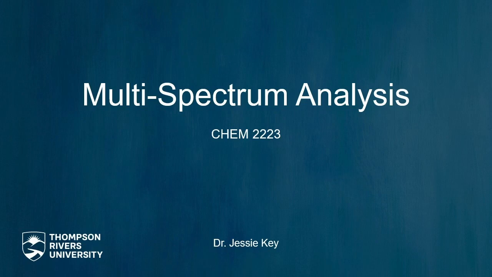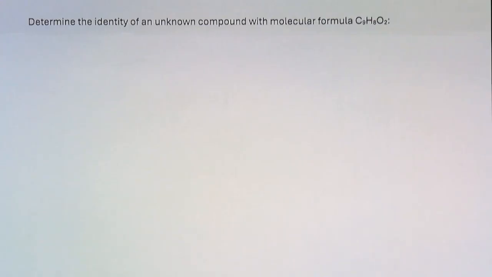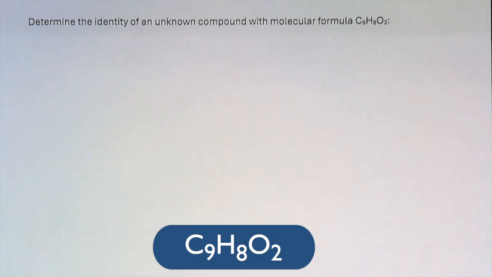In this video we're going to see how we can use multiple spectra to help identify an unknown compound. For this example we're told to use the following spectra to determine the identity of an unknown compound with molecular formula C9H8O2.